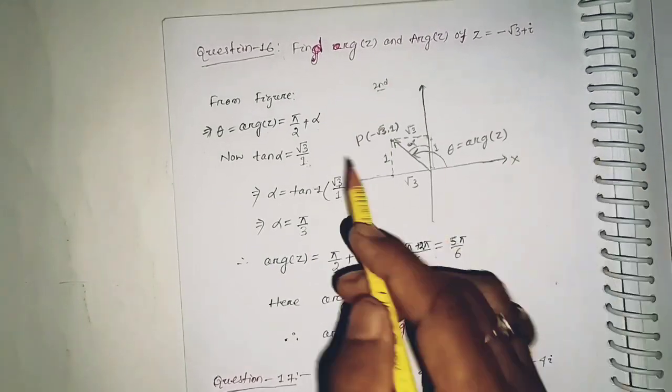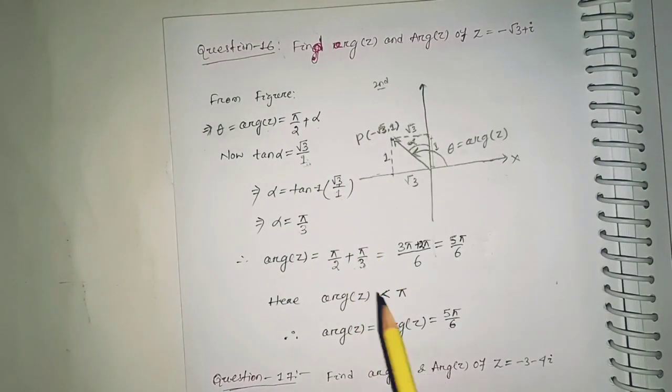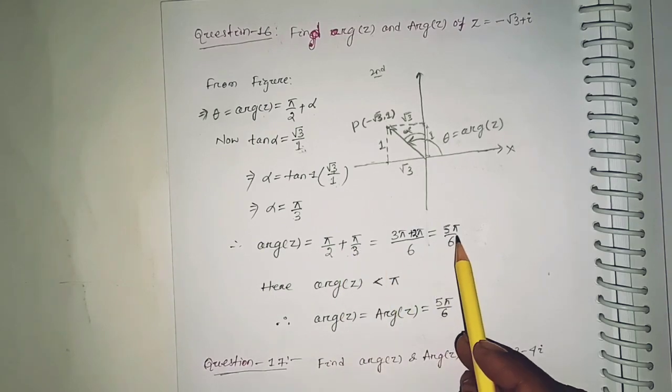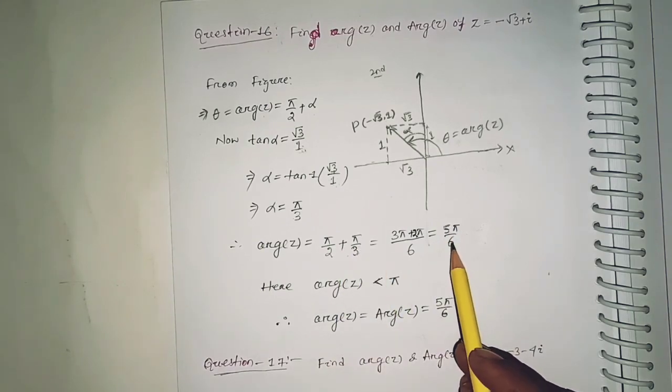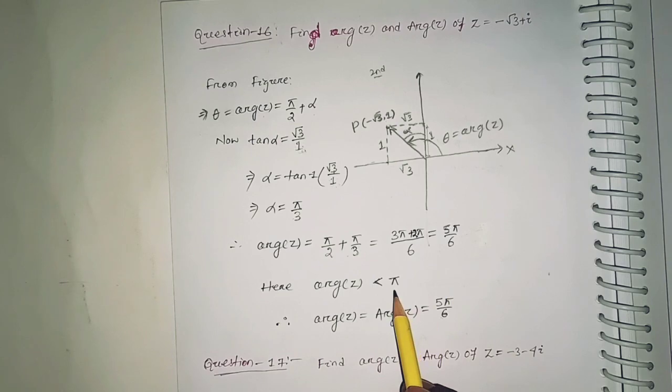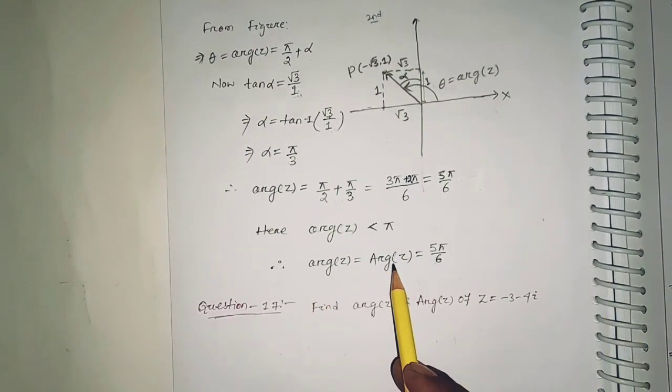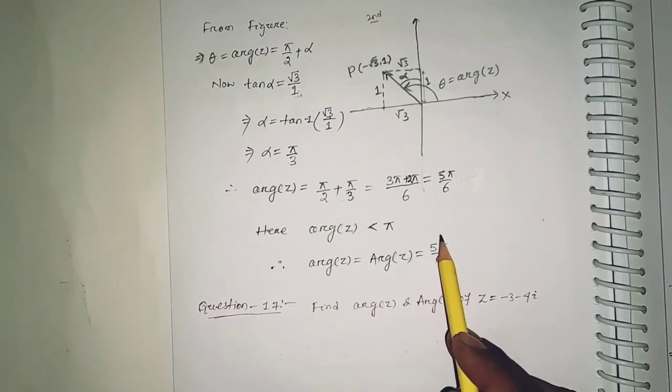So the argument will be how much? Pi by 2 plus alpha, so pi by 2 plus pi by 3 will be equal to how much? 5 pi by 6. So here the 5 pi by 6 value is less than pi. Hence the argument of z will be equal to the principal argument of this complex number. That will be 5 pi by 6.